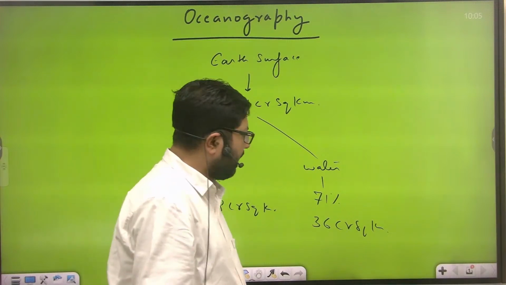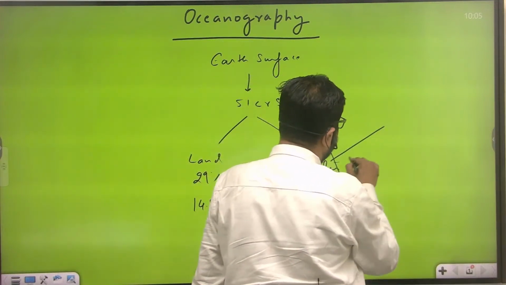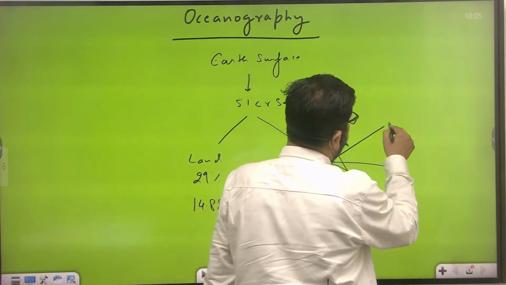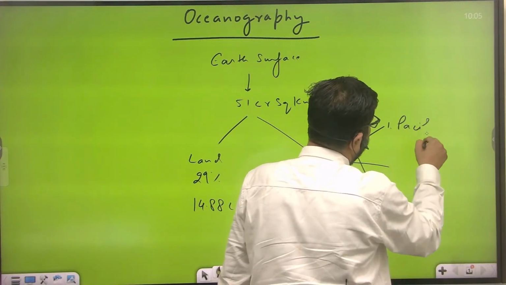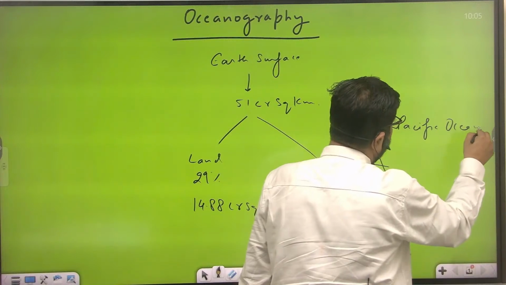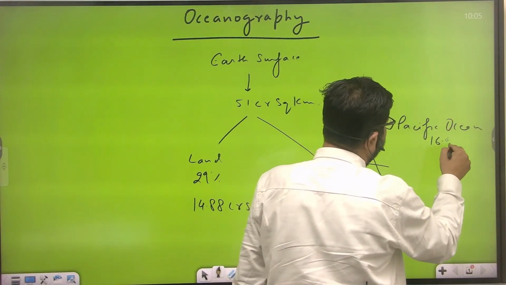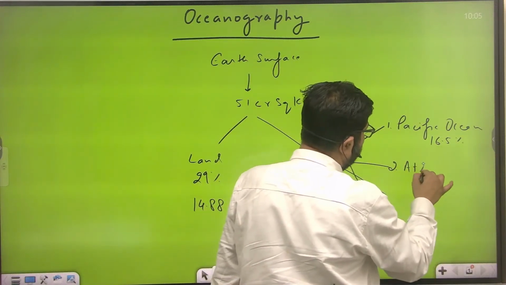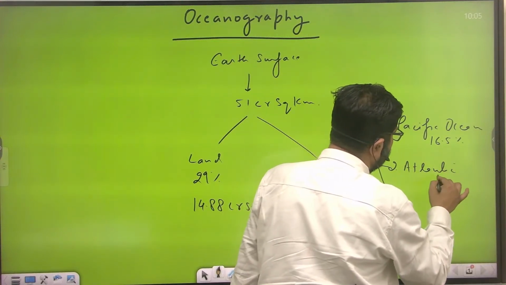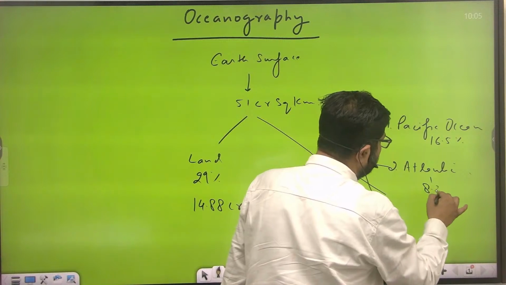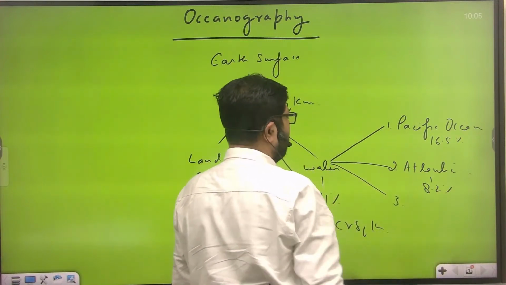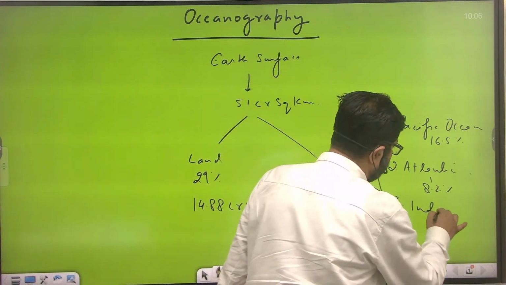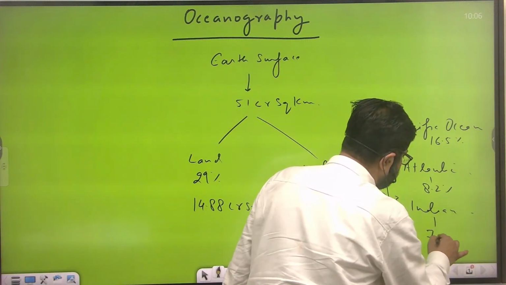See in your phone. Now, if you see, there are three water bodies that account for 90% of the total oceanic expanse. One, Pacific Ocean, that accounts for 16.5% of the Earth's surface. Second, Atlantic Ocean, that accounts for 8.2% of the total Earth's surface. And Indian Ocean, this accounts for 7.3%.